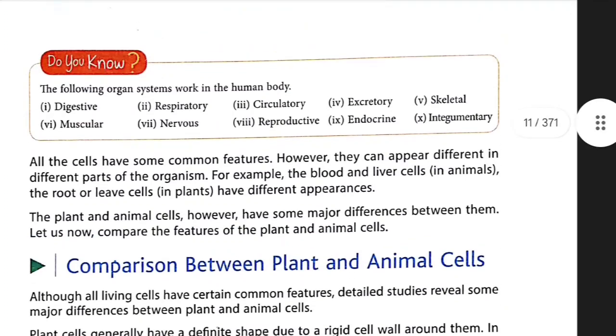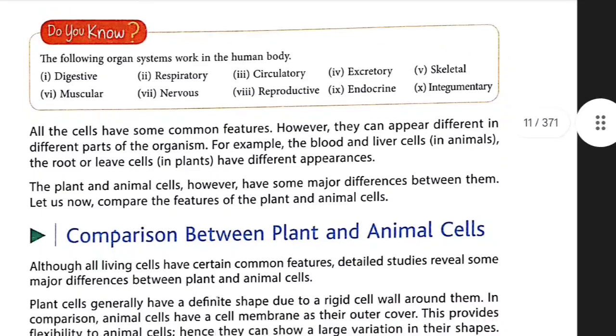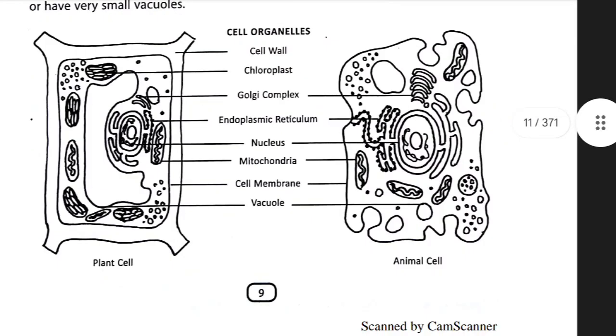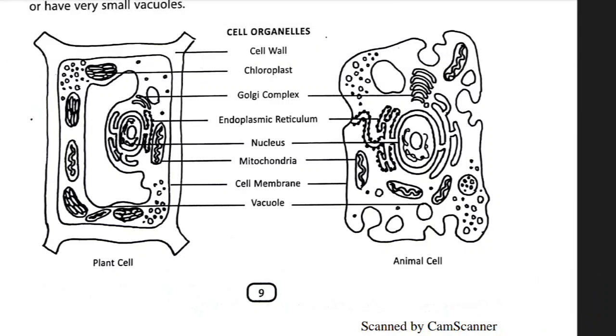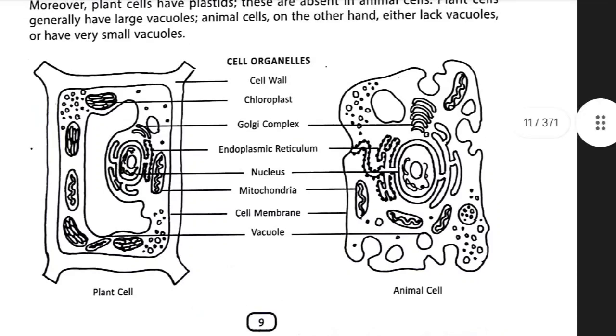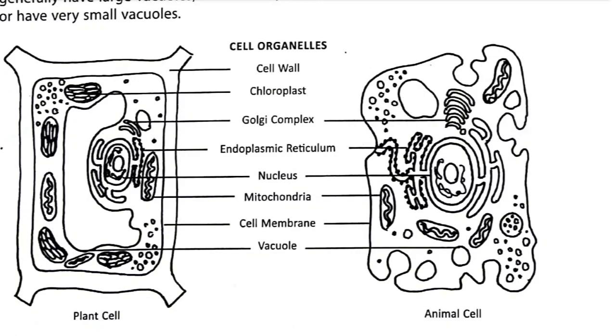Then, comparison between plant and animal cell. Plant and animal have different structures and different functions. They look different. Therefore, their cells are also different. They have different structures. So here is a clear picture of a plant cell and an animal cell.